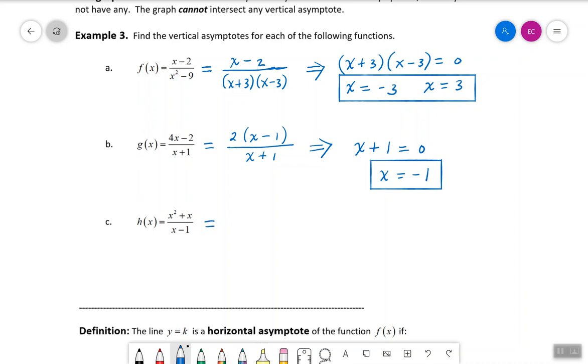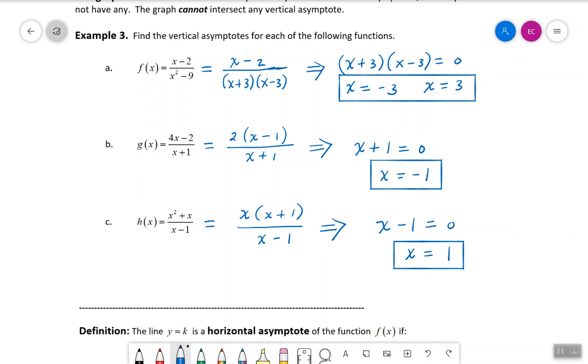And then one more time, we can factor the numerator if we like. There's no common factor in the numerator and denominator, so the function is already in lowest terms. We can take the denominator and set it equal to 0, and our vertical asymptote is the line x equals 1.